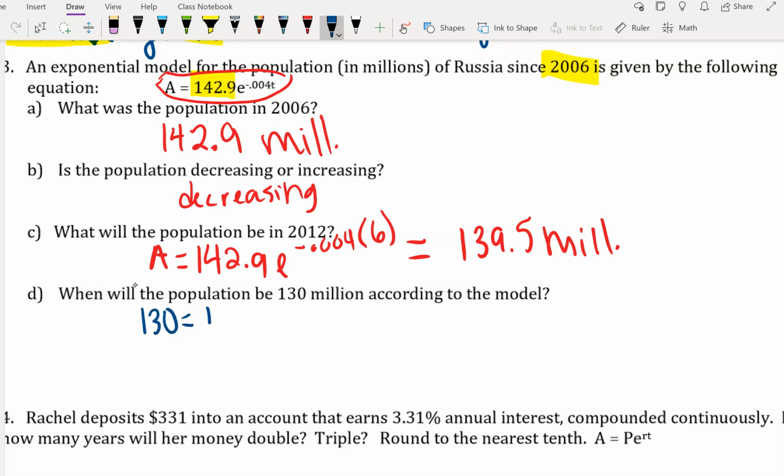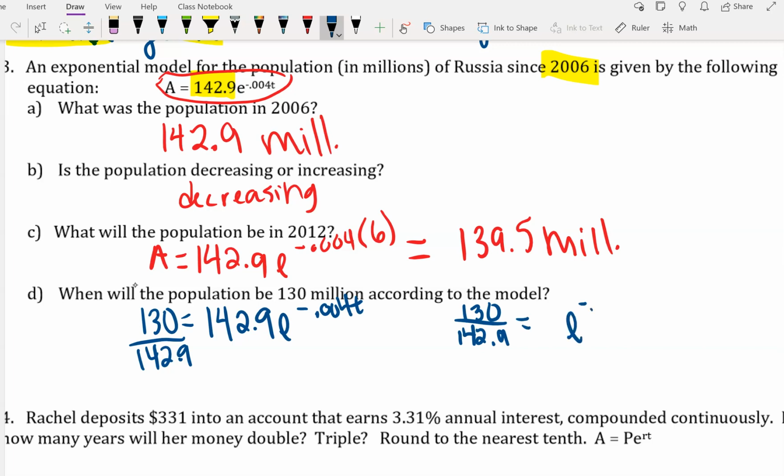and we're just going to plug that into the formula, 142.9 e to the negative 0.004 t. We want to get e to the negative 0.004 t power by itself, so we're going to divide by the 142.9 first. I'm just going to leave that in fraction form so that we don't have an ugly decimal. So this will be 130 over 142.9 equals e to the negative 0.004 t.